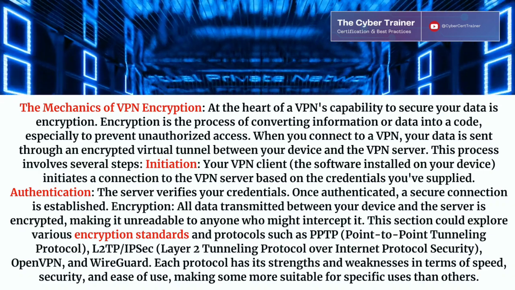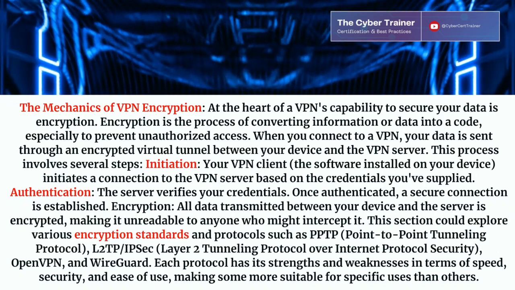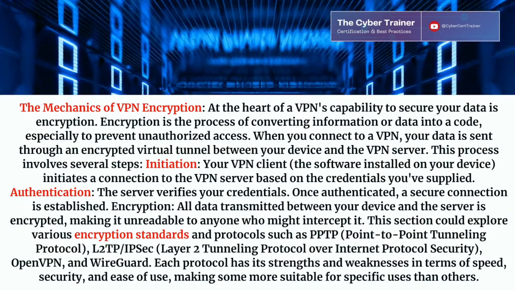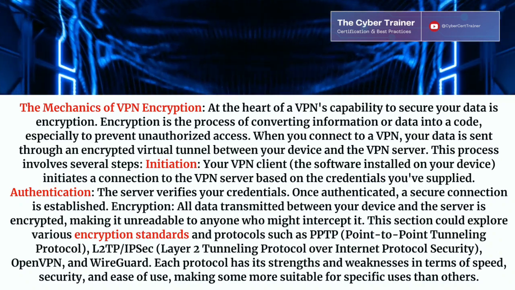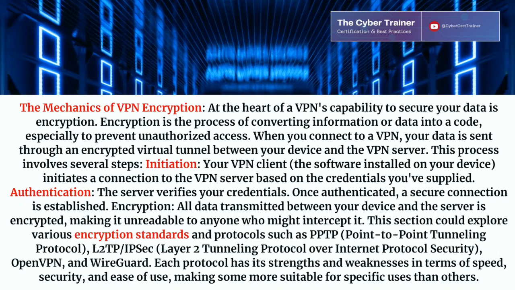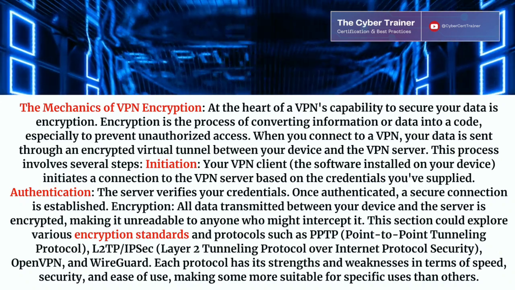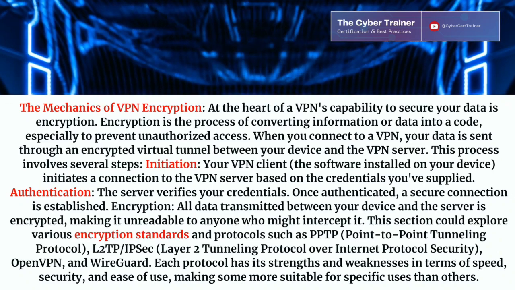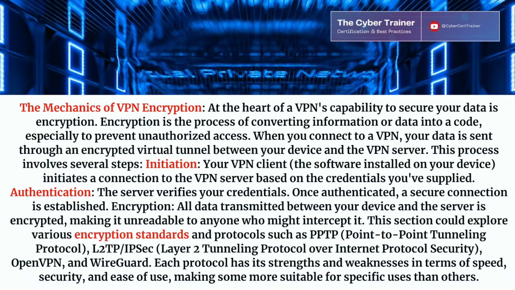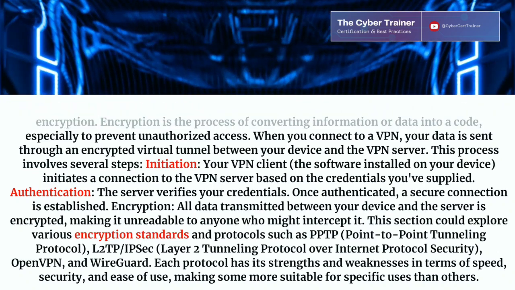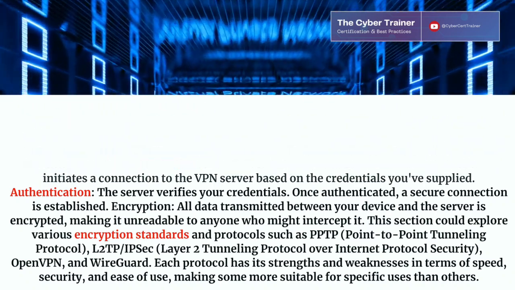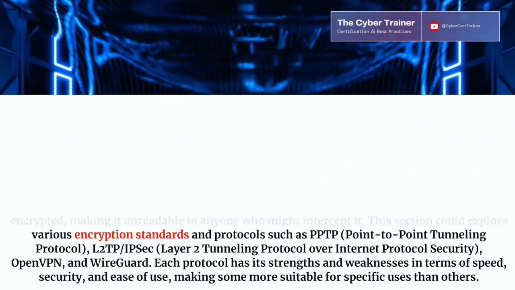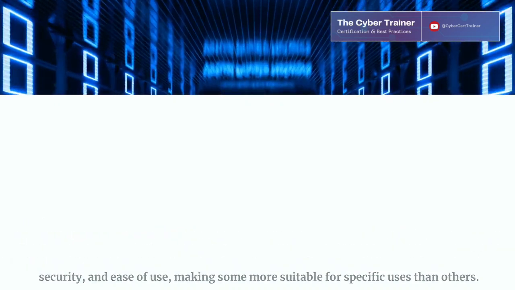This section could explore various encryption standards and protocols such as PPTP, Point-to-Point Tunneling Protocol, L2TP, IPsec, Layer 2 Tunneling Protocol over Internet Protocol Security, OpenVPN, and WireGuard. Each protocol has its strengths and weaknesses in terms of speed, security, and ease of use, making some more suitable for specific uses than others.